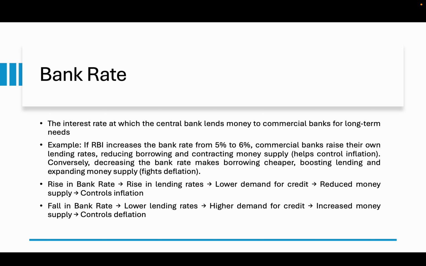This helps fight deflation. Suppose, take an example. A businessman wants to take a 10 crore loan for expansion. So if the bank lending rate increases from 9 to 10%, the business may delay its expansion plan. This will reduce demand for money in the economy and help control inflation.